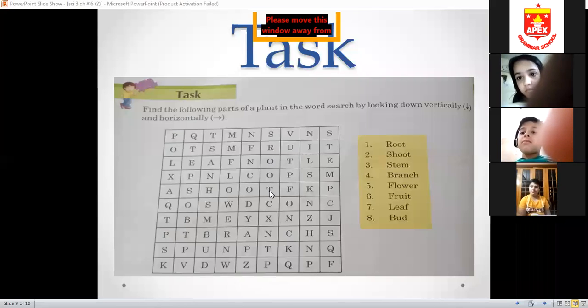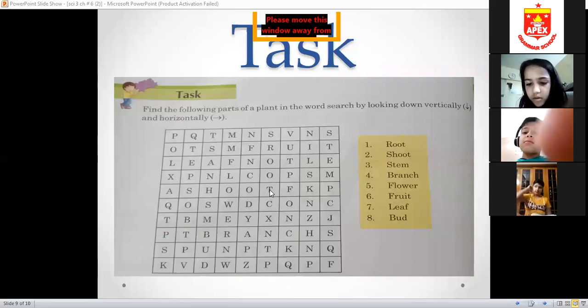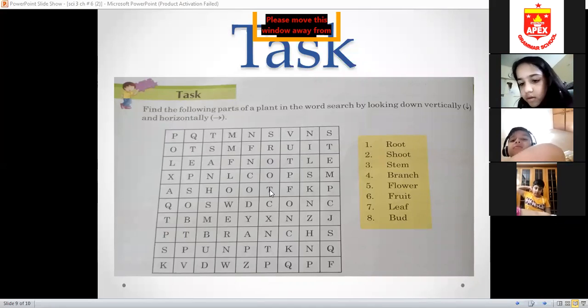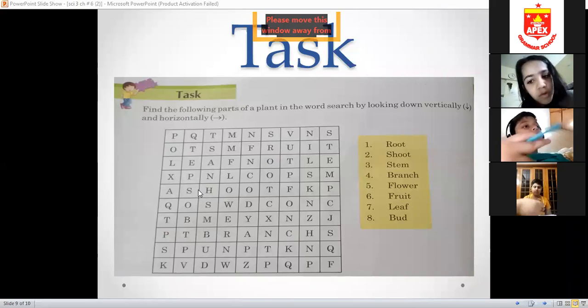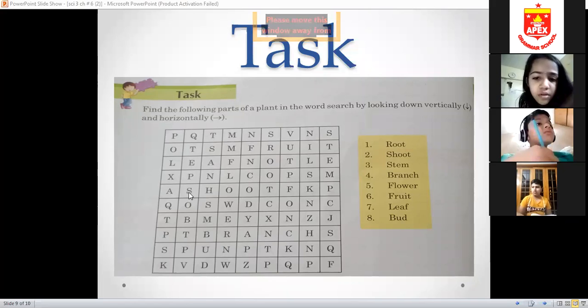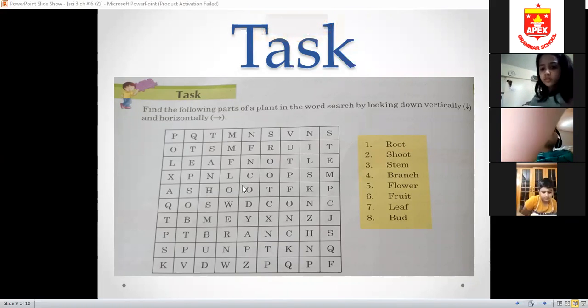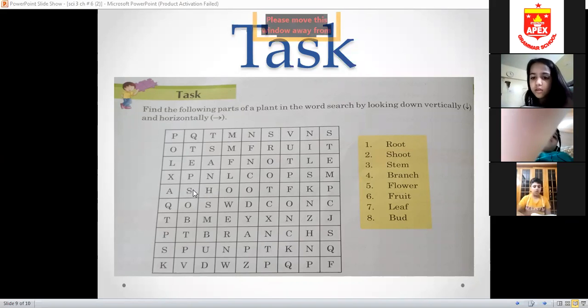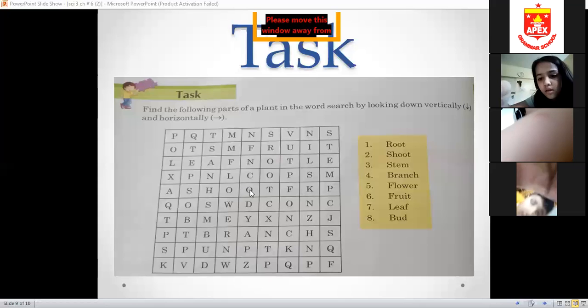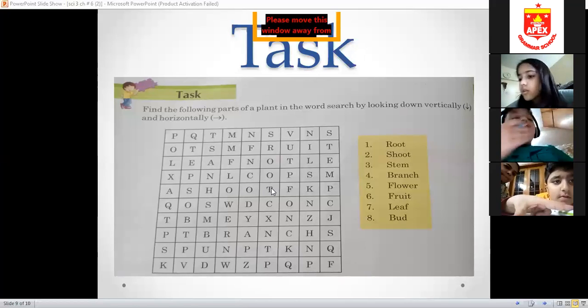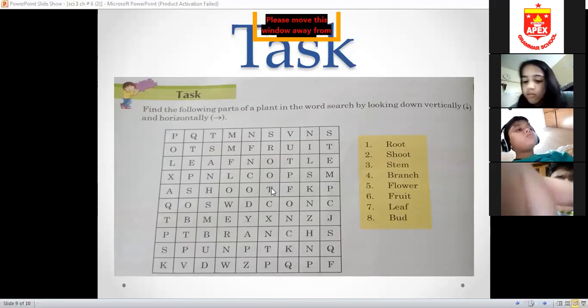Done. And the second word is shoot. In the end of this T, you can see SHOOT, shoot. Here is a shoot. I am going to make my cursor move wherever the word is, student, so you can see it clearly. This is a shoot. Next word is stem.